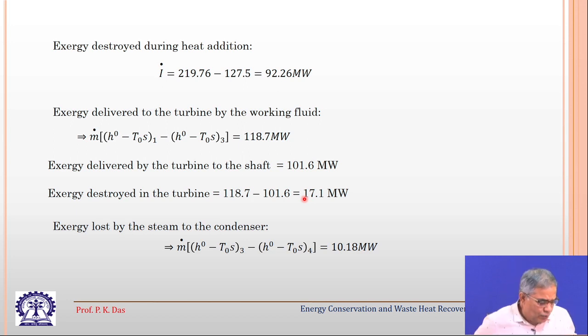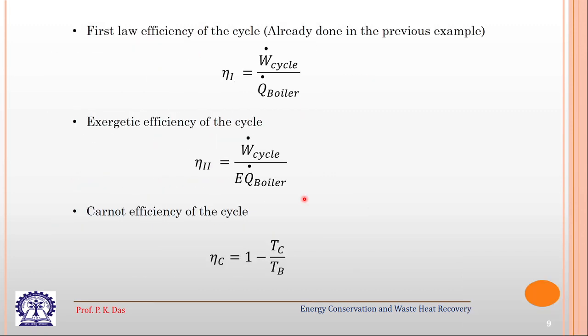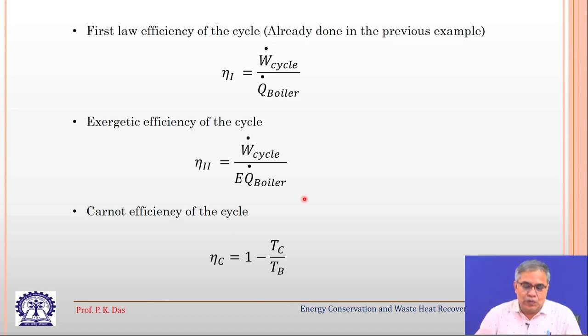All right. Now, let us proceed a little bit. We can now define different kinds of efficiency. We can define the first law efficiency, which we have already calculated. I think 36% or something we have got. First law efficiency of the cycle was already done in the previous example. Eta 1, of course, we could have written eta, but just to demarcate it from second law efficiency, I have written eta 1. Eta 1 is W cycle by Q boiler.